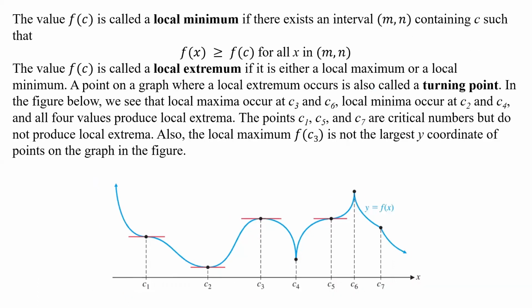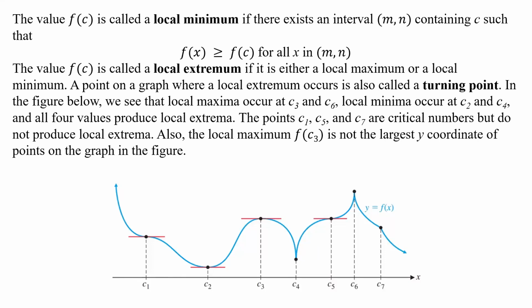All right. Now the value f of c is called a local minimum if there exists an interval m and n containing c such that f of x is greater than f of c for all x in that range. So kind of like we were talking about, now we're looking at the local minimum. So these were the local max, now we're looking at local min. And the value f of c is called a local extremum if it is either a local maximum or a local minimum. Now, a point on a graph where a local extremum occurs is also called a turning point.